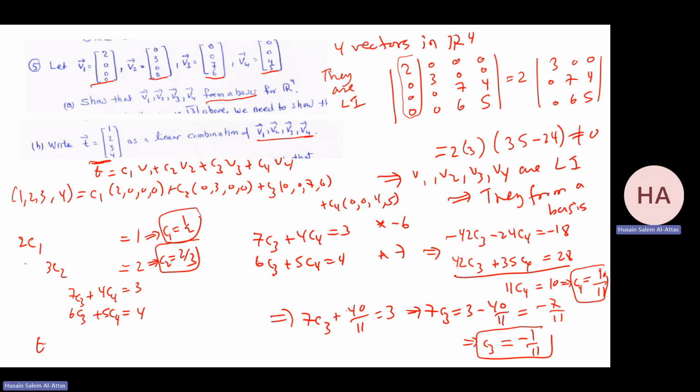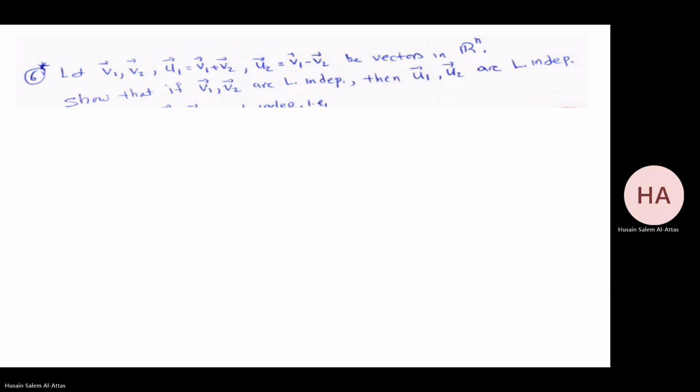So I have C3, C4, C1, and C2. That means T is equal to 1/2 V1 plus 2/3 V2 minus 1/11 V3 plus 10/11 V4. So I can write T as a linear combination of those vectors.